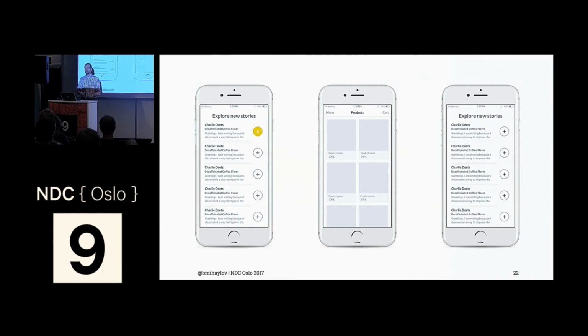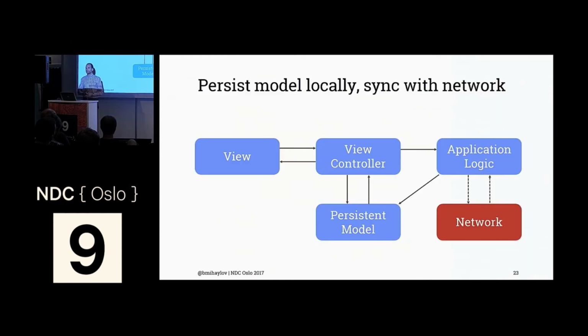So what's the solution? Well, we can introduce a persistent model. So what we could do in this case is we can have another module called application logic or something like this, which is the one updating the model. And the model is always persisted out there. So every action results in a change to the model, and at some point, this will be synchronized with the network. And once it is synchronized, the model will be updated again.